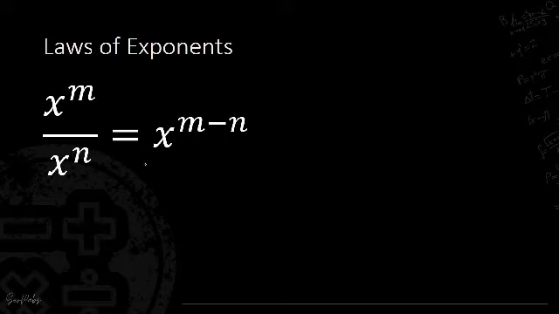Next, division of similar variable. So if similar variables will be divided, the exponent will be subtracted. So exponent of the numerator minus the exponent of the denominator. So hindi pwedeng magkapalit. So that is m minus n. Exponent of the numerator minus exponent of the denominator. So we have x to the m minus n.